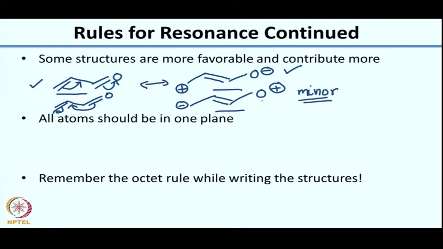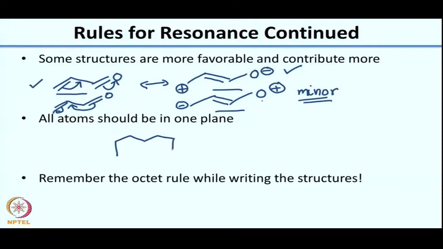Alright. The other thing is resonance involves delocalization or sharing of electrons. As you see, in all these cases it is either pi bonds or lone pair of electrons which move. So all the atoms must be in one plane, and this is an example which you would have seen in your textbooks, where if you have a molecule like this, because of sterics, this molecule is not planar. So no delocalization.